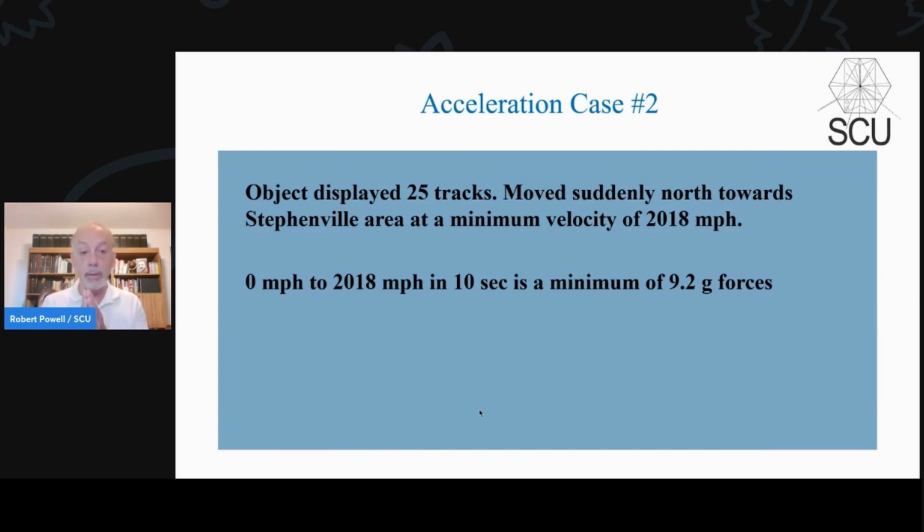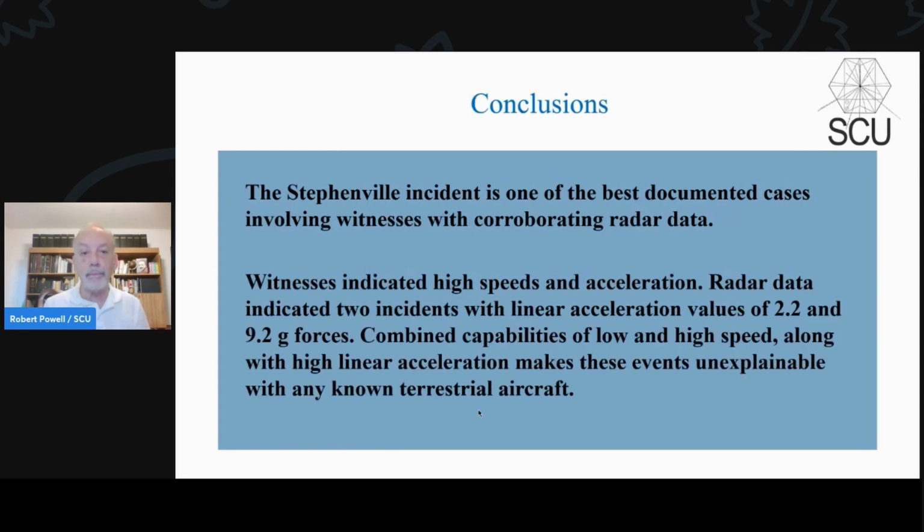And what's more is that, as we could see from the radar data, this object has the ability to suddenly accelerate and then to drop back down to low speeds after having done so. Next slide. So my conclusions: the Stephenville incident is one of the best documented cases involving witnesses with corroborating radar data.